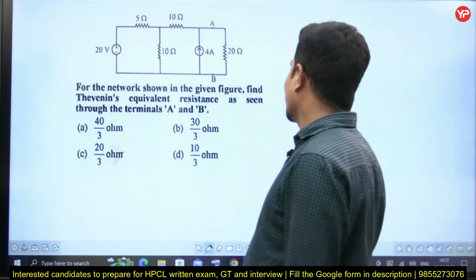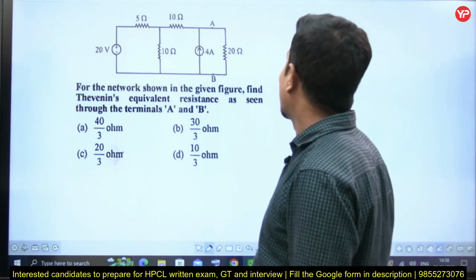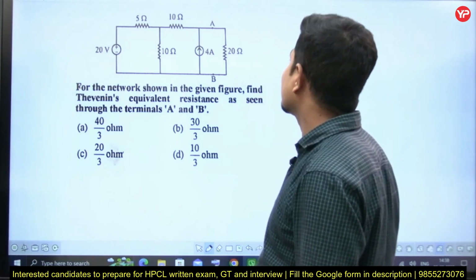For the network shown in the given figure, find the Thevenin's equivalent resistance as seen through the terminals A and B.